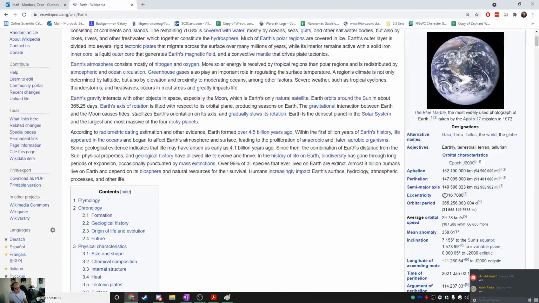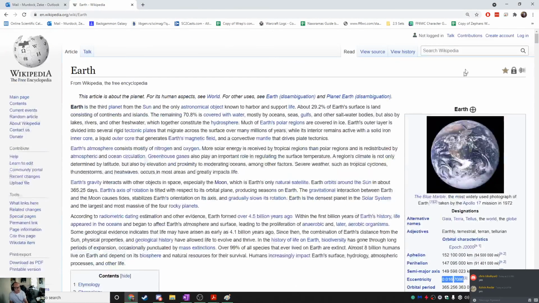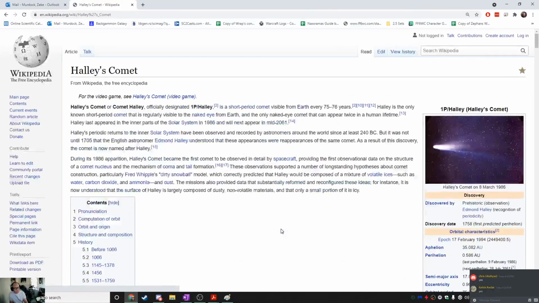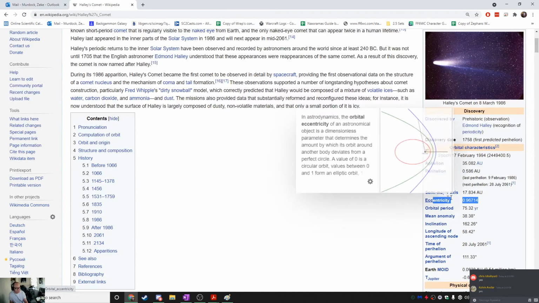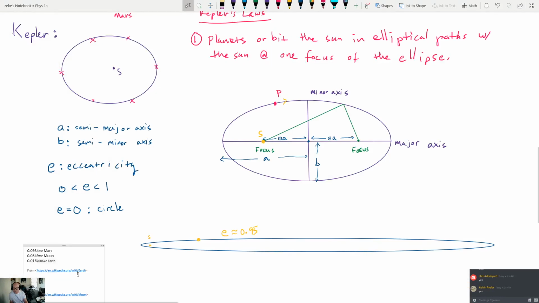So where's the eccentricity? Here's the eccentricity for the Earth. This is very close to 0, you'll notice. In fact, all of these are pretty close to 0. This is for the Earth. This is around the Sun. And let's do one more thing. Halley's Comet. So, okay, this is what Halley's Comet is. 0.96.